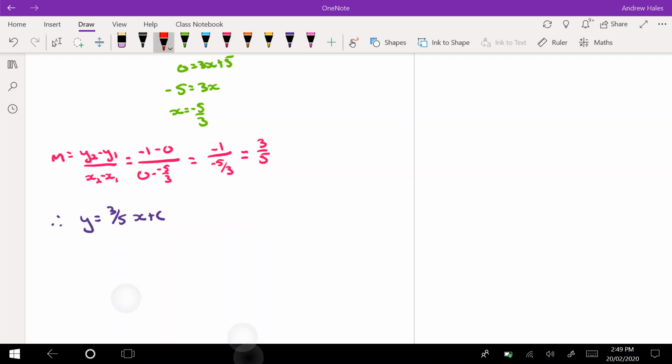So putting in the point 0, negative 1 gets me negative 1 equals 3 over 5 times 0 plus c, and then negative 1 equals c. Therefore, my final equation is y equals 3 over 5x take 1.